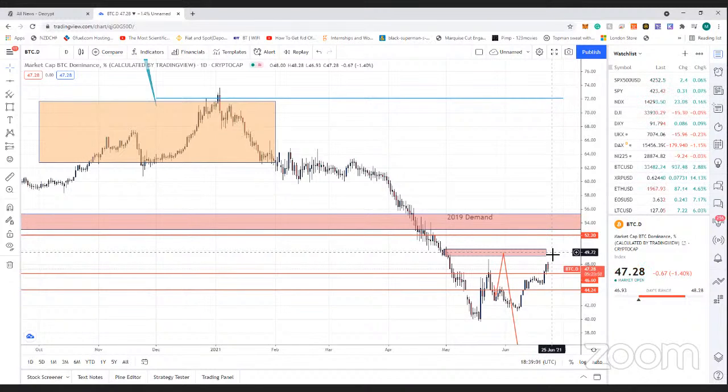So I'm expecting the next percentage point, because this is not candlesticks representing price action in the same way, I do expect it to get up to 50%, and that's my personal view.